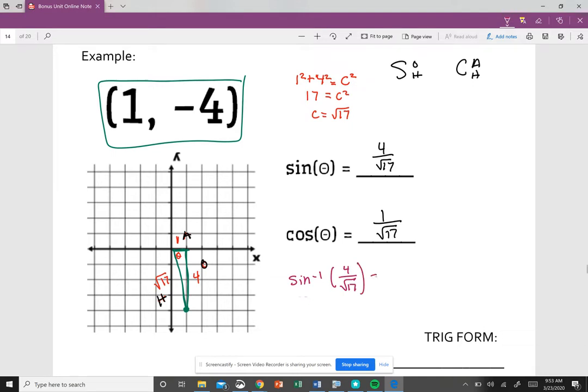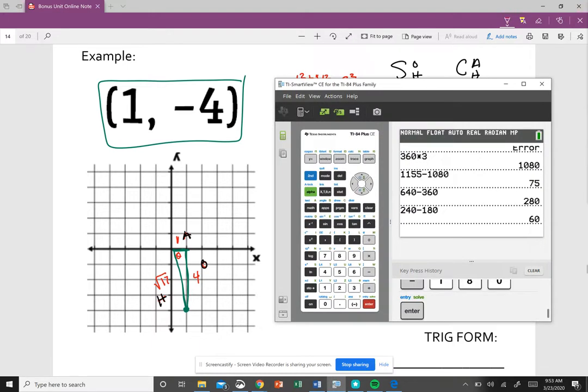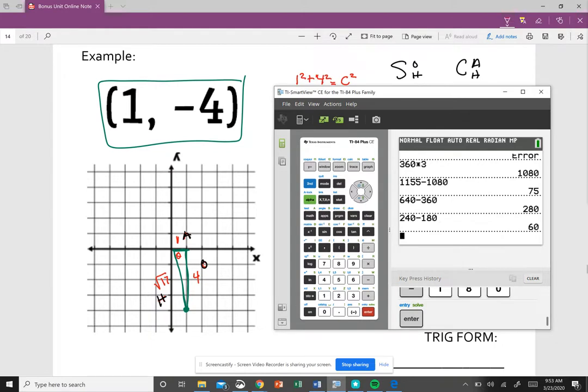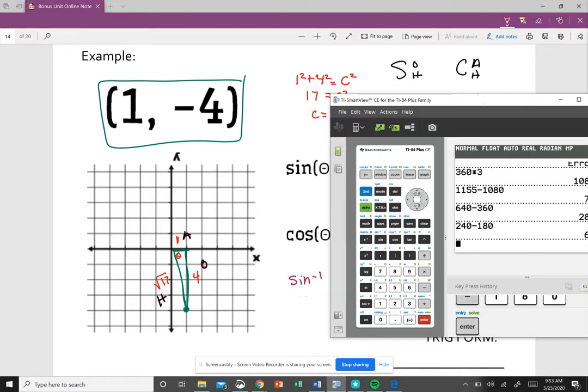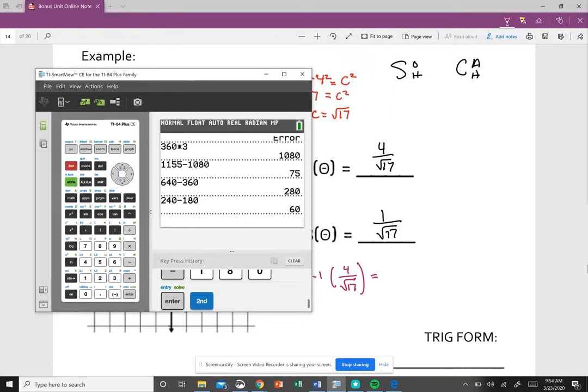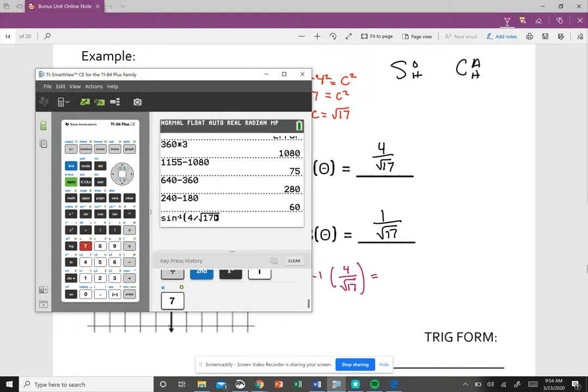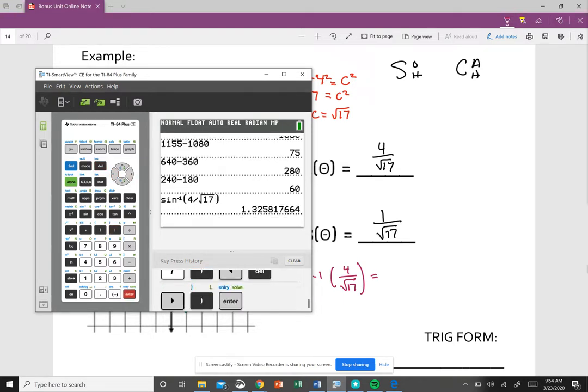Now, depending on what you're using will depend on if you have your angle in degrees or radians. I'm going to use this, and it's going to give me my answer in radians, because it's in radians right now and I don't want to change it. So we're going to do sine inverse of 4 divided by the square root of 17. And I hit enter, and I get 1.325817664.